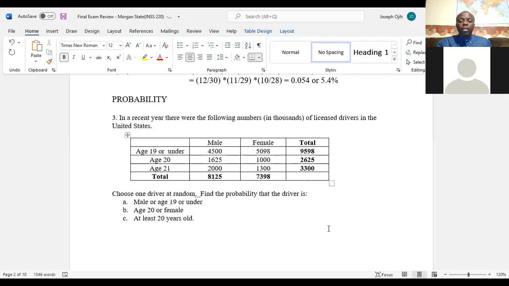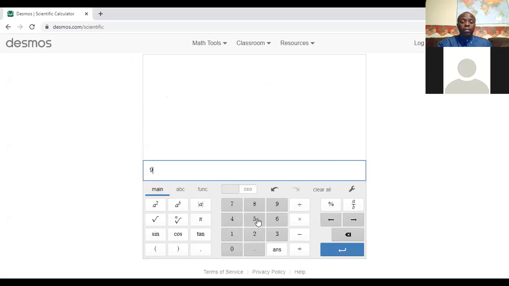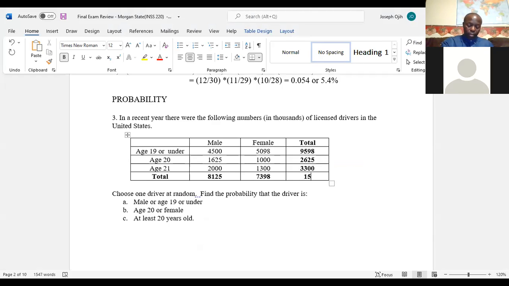Okay. So we go to the Desmos calculator and do 95, 98 plus 26, 25 plus 300. That'll give me 15,523. So I'll go and put it in. So we have 15,523.